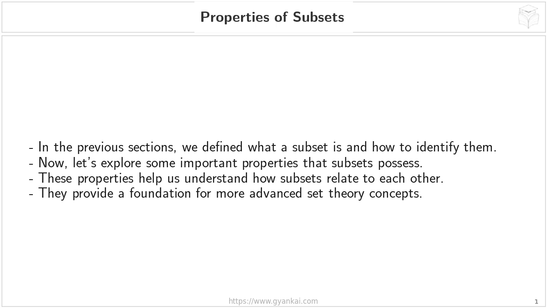We'll be looking at three key properties in particular: the reflexive property, the transitive property, and a special rule about the empty set. We'll go through each one with explanations, notations, and examples to make sure you understand them fully.